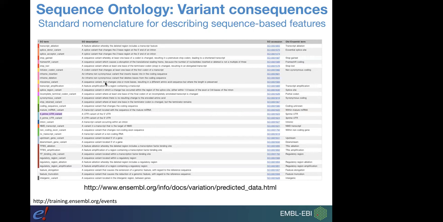It's a sequence variant that changes one or more bases, resulting in a different amino acid sequence, but where the length is preserved. And then there's also an accession number for this sequence ontology. You don't need to memorize this table. Every page in Ensembl that mentions a variant is going to have a color coding next to it, and the colors are always going to have a legend. But you can find more information on the predicted data for variation on the link on my slide.